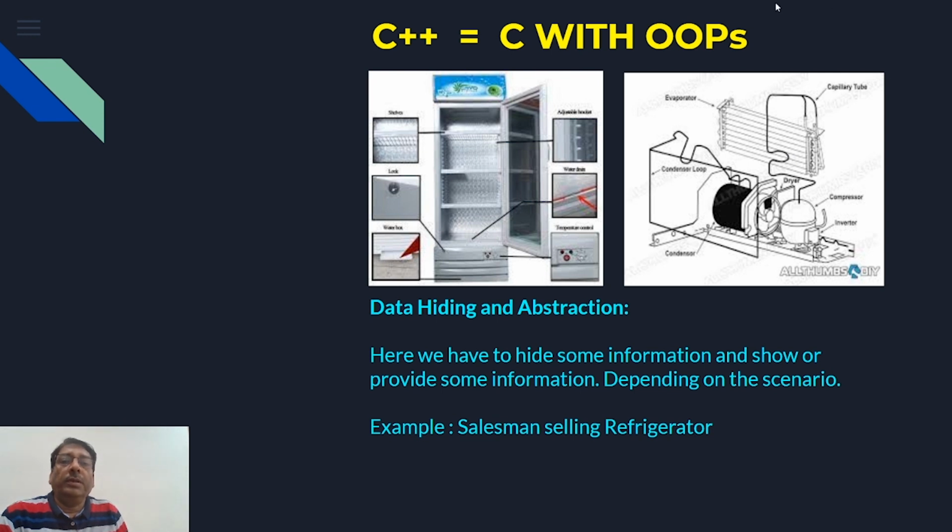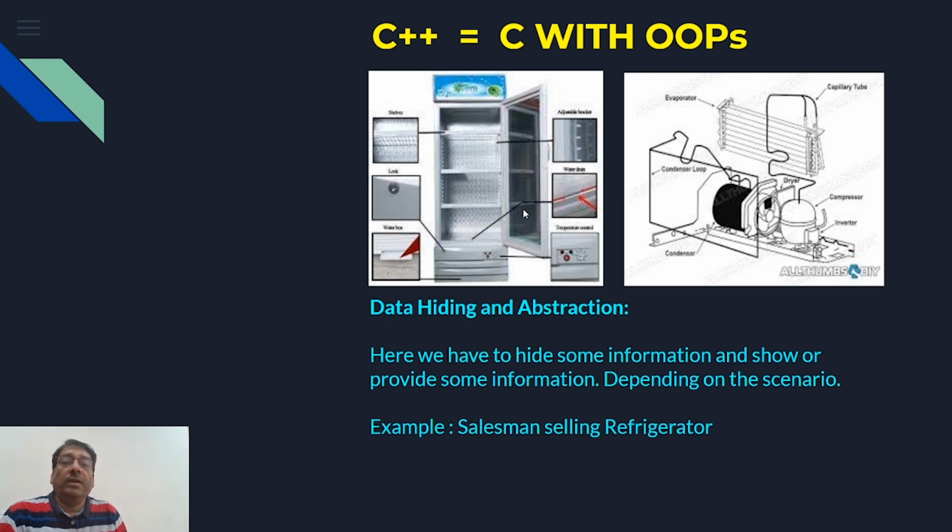The shopkeeper will not show any interest in talking about these devices when the customer comes, because he knows the customer may not have much idea about these parts. He will only show us the features of the refrigerator. In this way, the shopkeeper hides information from the user and provides the information which the user wants.